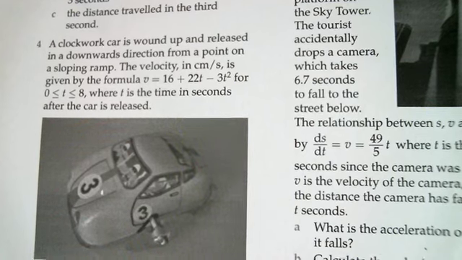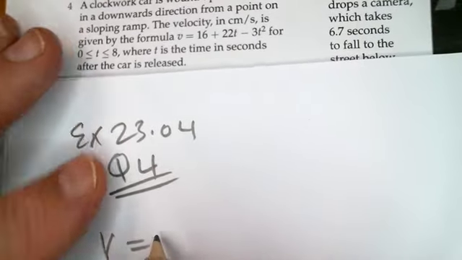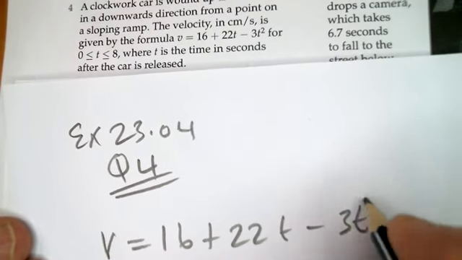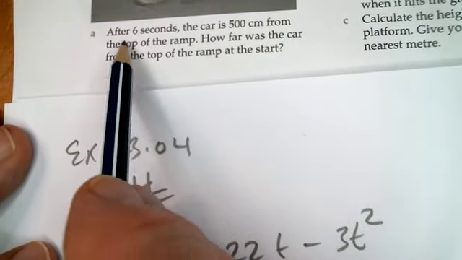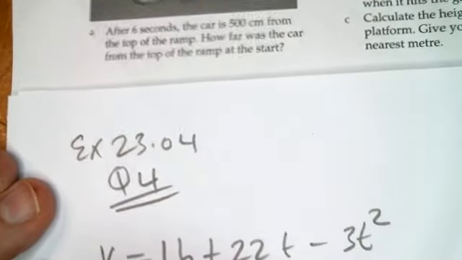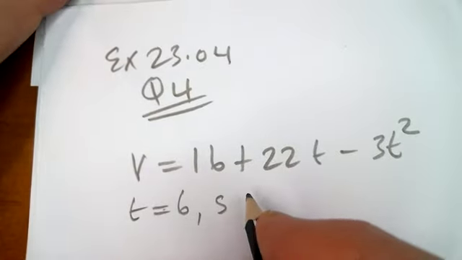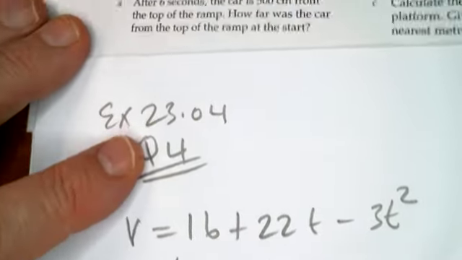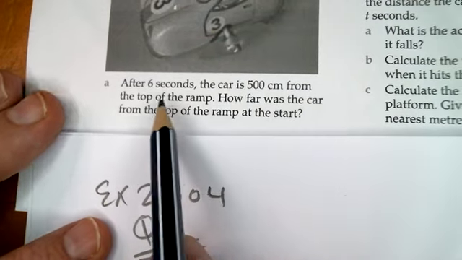So I'm just going to write that equation down. Velocity equations are always useful to have. So velocity is equal to 16 plus 22t minus 3t squared. It says here, after 6 seconds, the car is 500 centimeters from the top of the ramp. So we know that t is equal to 6, and s is equal to 500 centimeters. And then it asks, how far was the car from the top of the ramp at the start? So this is a good thing to get us going here.